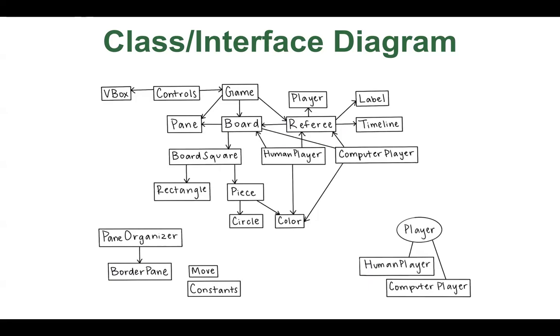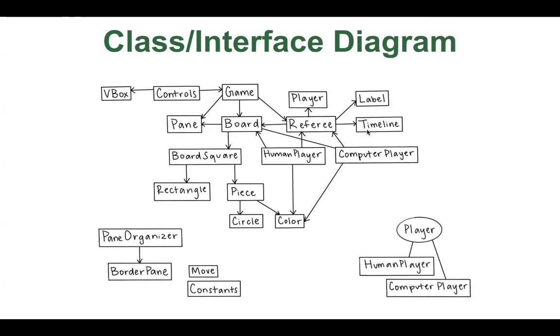A few things I want to note. I won't go through the whole thing because there's a lot of rectangles. But some important things to point out about this design are this player interface here at the bottom that both human player and computer player implement. This could be really helpful so that your referee doesn't necessarily need to know if it's dealing with two human players, a human player and a computer player, or two computer players. It can still function the same way. That's really important for implementing your referee.